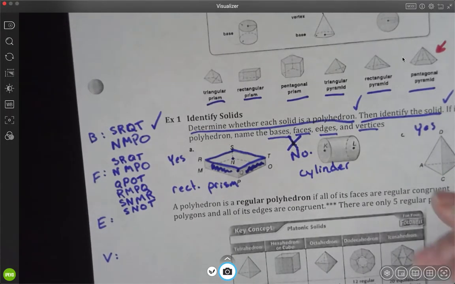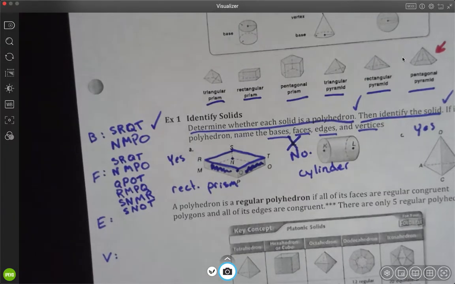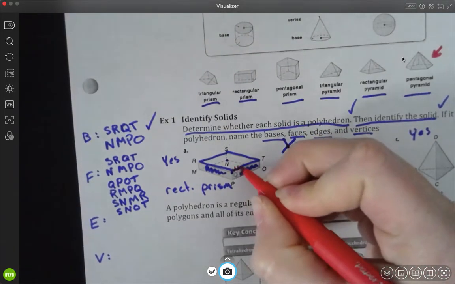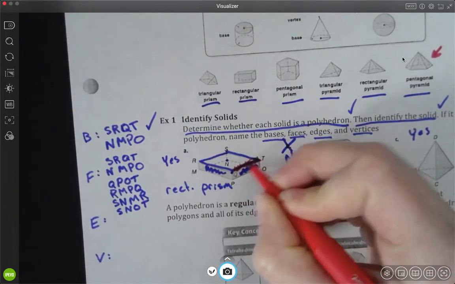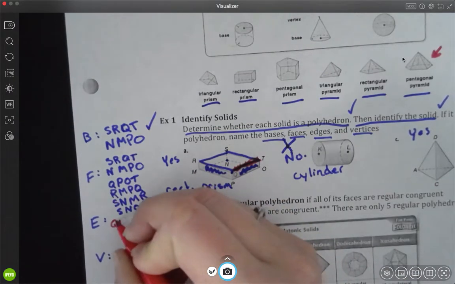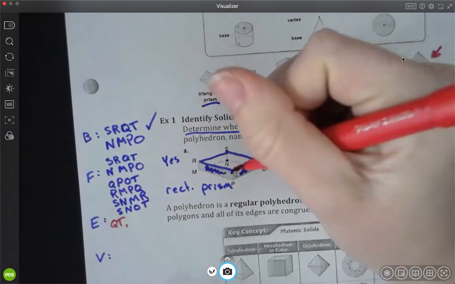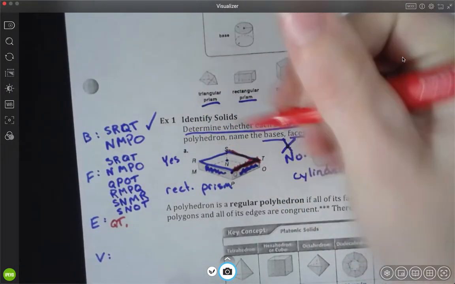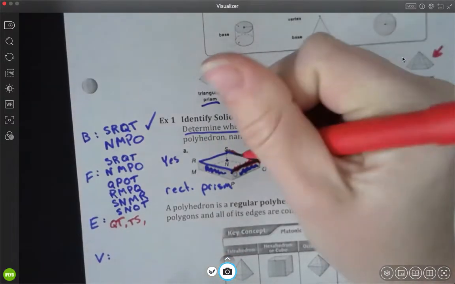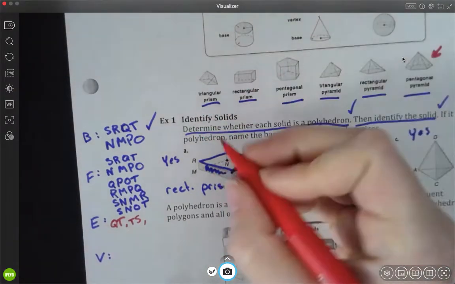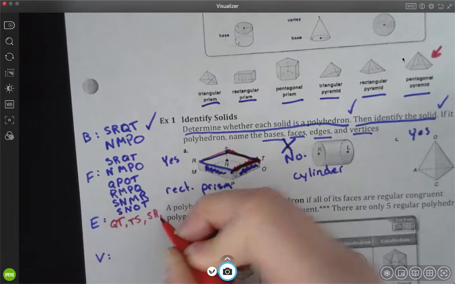Edges. Edges are where 2 sides come together. They're basically the lines. So, like, I'll give you an example. QT is an edge. This guy is an edge. What's another edge? Let's go around the top. QT is an edge. TS. It doesn't matter what order you go in for these. TS. Okay. SR. And RQ.